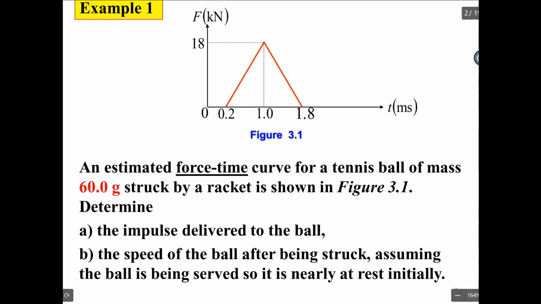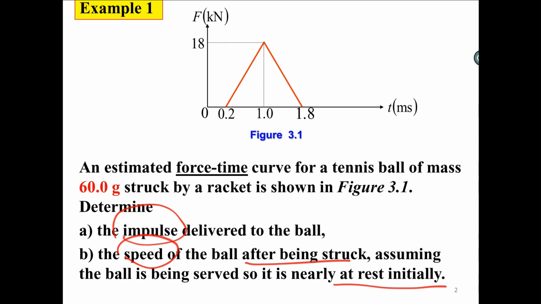An estimated force-time curve of a tennis ball of mass 60 gram struck by a racket is shown in figure 3.1. Determine the impulse delivered to the ball and the speed of the ball after being struck. Assume the ball is being served so it's nearly at rest initially. Okay, so dia dah bagi graph F against time. So dia suruh cari impulse dan dia suruh cari speed after selepas bola tu terkena raket.